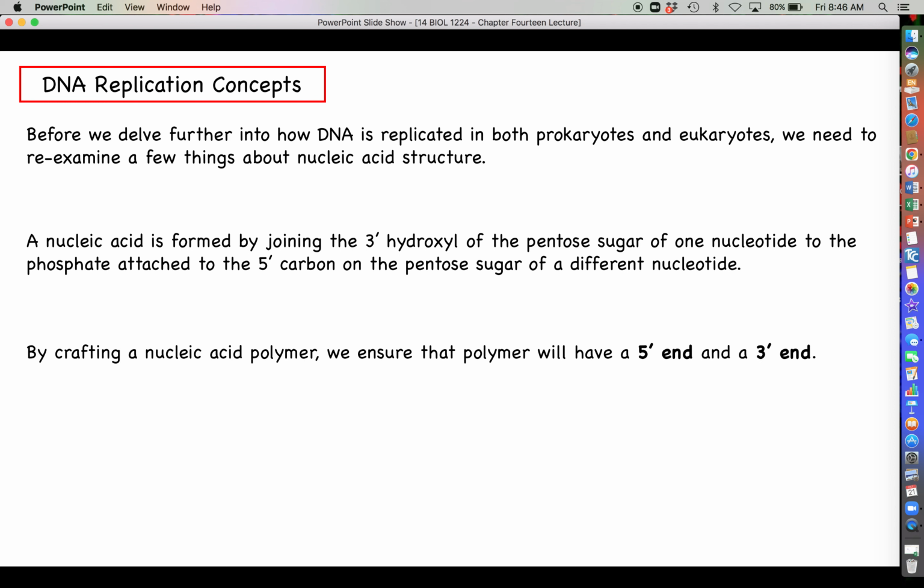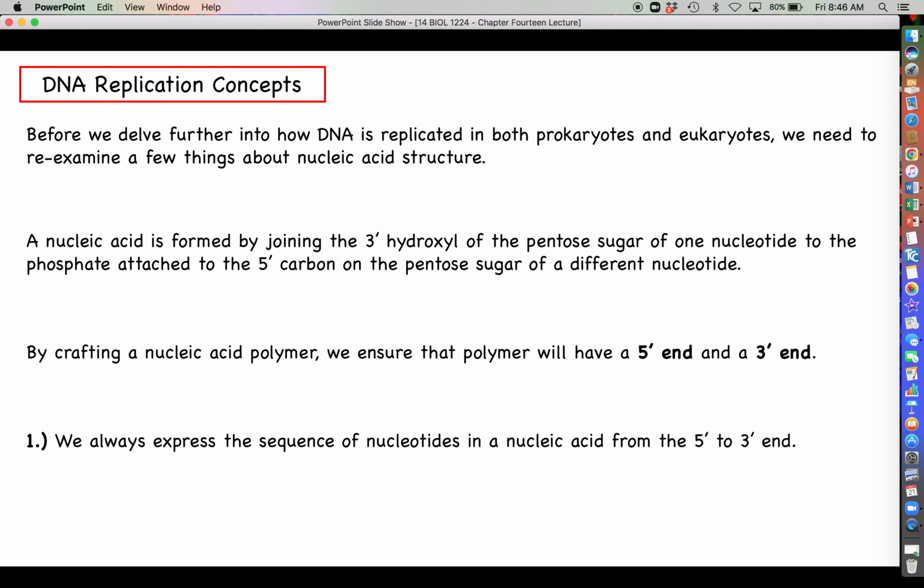What this is going to mean is that no matter how long your DNA or RNA molecule is, every nucleic acid is going to have two different ends to it, a 5' phosphate end and a 3' hydroxyl end. So this is going to bring up a couple of important points. Number one, anytime you are expressing the sequence of nucleotides in a nucleic acid, you always do so from 5' to 3'. Same way you're writing a word in the English alphabet, you always write it in a particular order. You never write it in the reverse order. So the sense of what a nucleotide sequence tells you will only make sense if you're doing it from 5' to 3'.